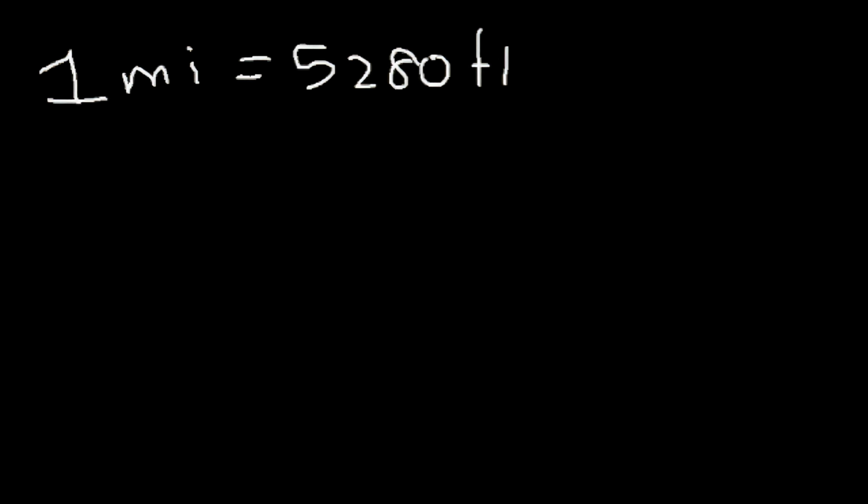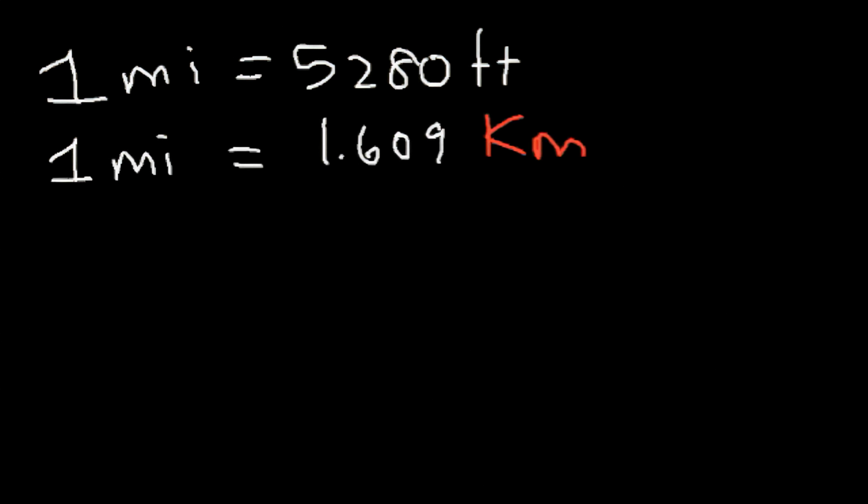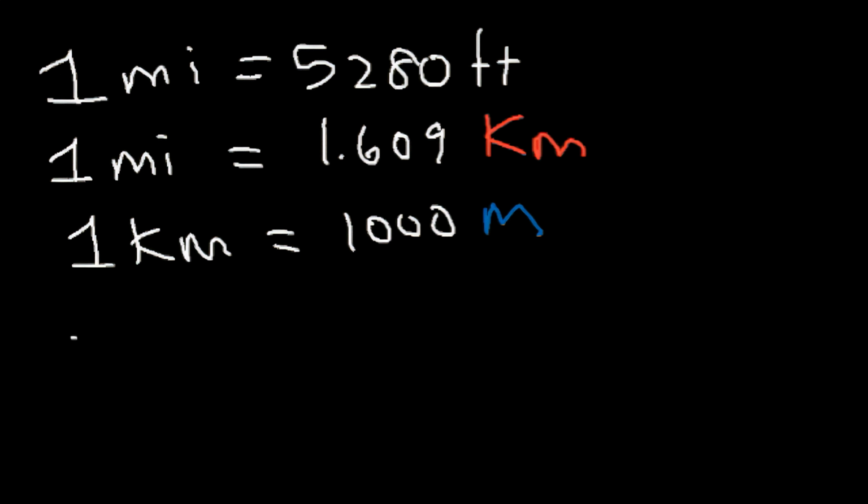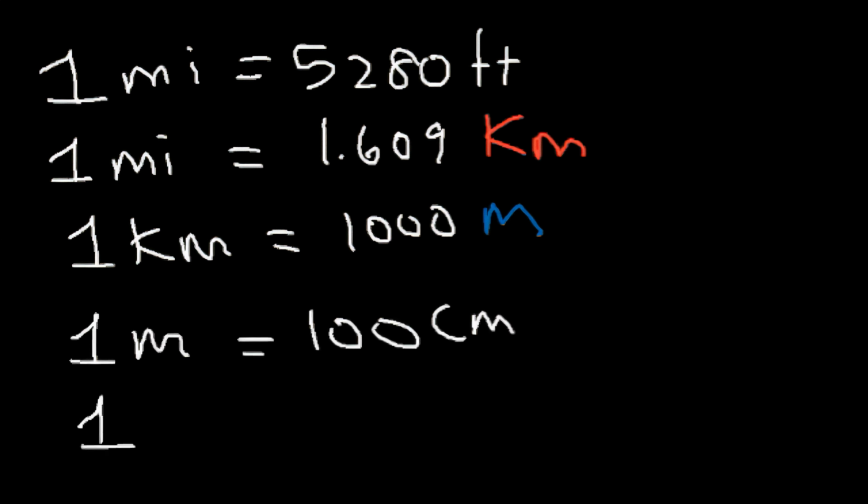Now let's move on to another topic, that is unit conversion. You need to know that 1 mile is equal to 5,280 feet. 1 mile is also 1.609 kilometers. Feel free to take notes. In 1 kilometer, there are 1,000 meters. 1 meter is about 100 centimeters. And 1 inch is 2.54 centimeters.